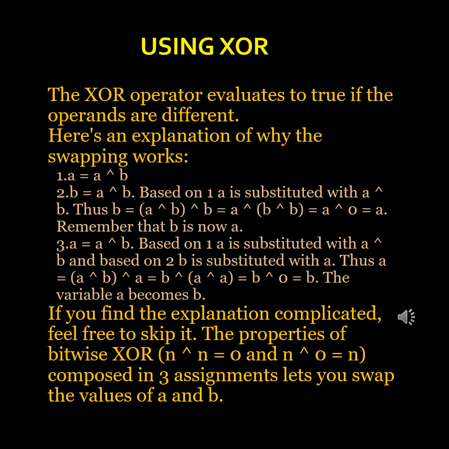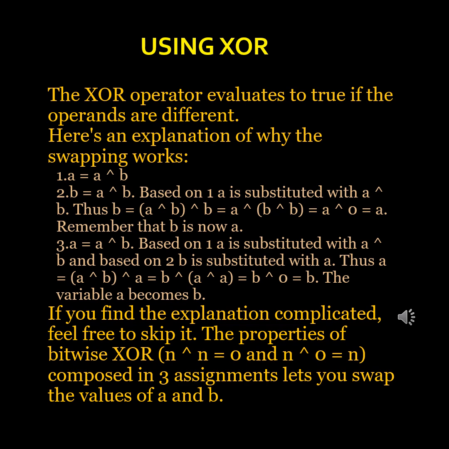The fourth approach is using XOR. The XOR operator evaluates to true if the operands are different. Here is an explanation of how the swapping works. a is equal to a XOR b and b is equal to a XOR b. Based on the first one, a is substituted with a XOR b, and thus b is equal to a XOR b XOR b, which equals a XOR 0, which is equal to a. So that's how b now holds the value of a, and we use the same approach for a again.